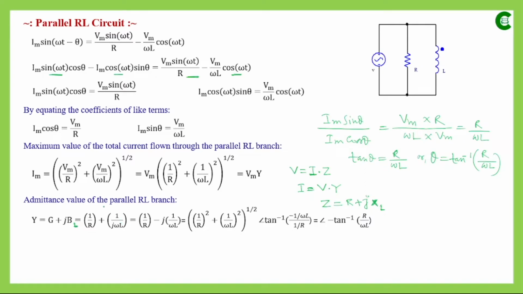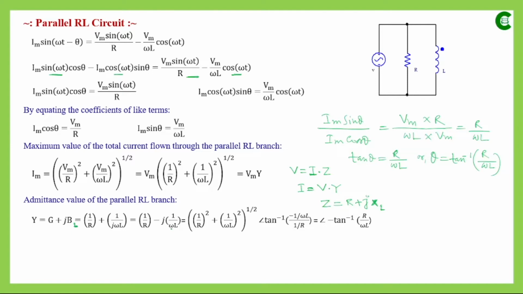So that's what has been written here: 1 by R plus, since XL is equal to j omega L, the susceptance value will be 1 divided by j omega L. We have already seen in our previous lecture that 1 by j is equal to minus j. So here it is minus j multiplied by 1 by omega L.